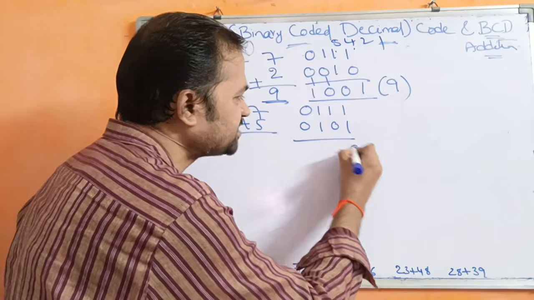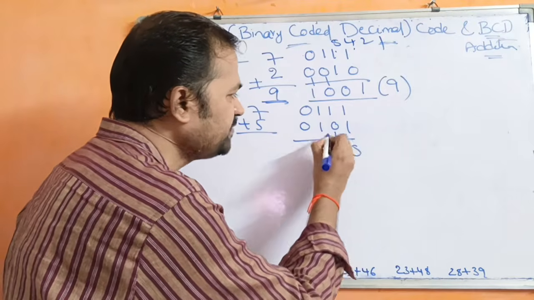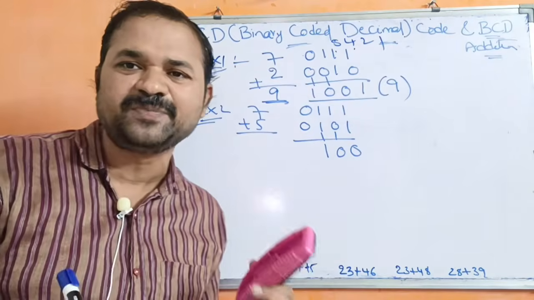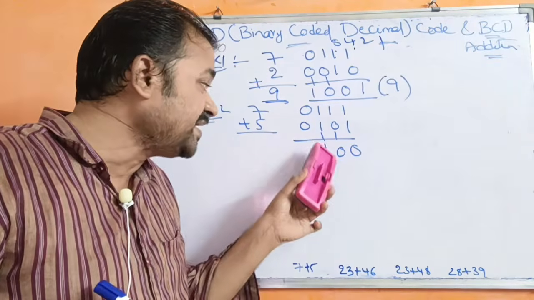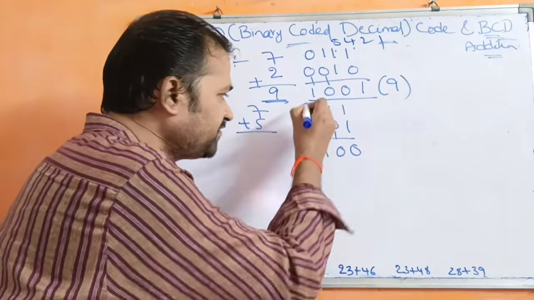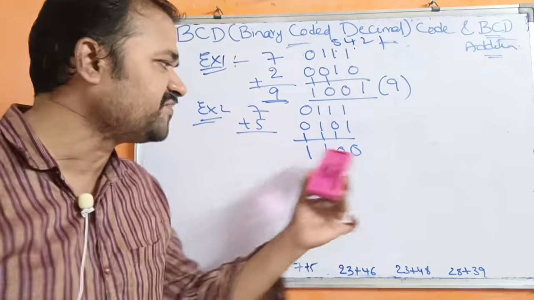So 1 plus 1 means 0 with a carry 1. 1 plus 1 means 0 with a carry 1. Triple 1 means the sum is 1 as well as carry 1. 0 0 1. So 1 1 0 0.